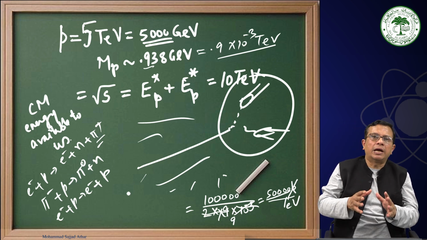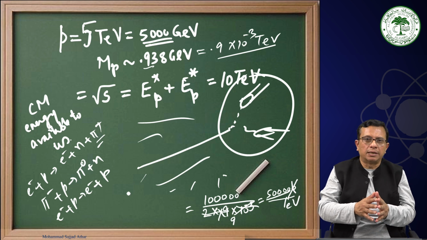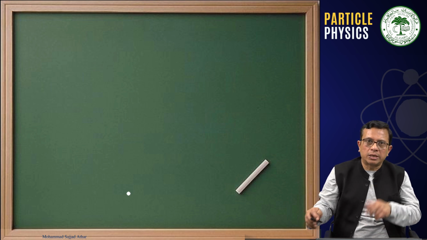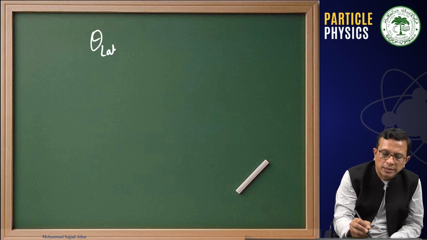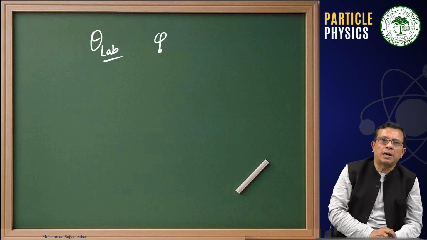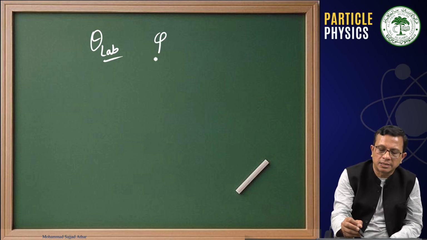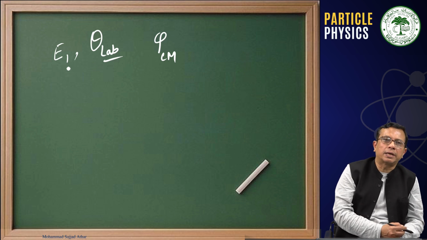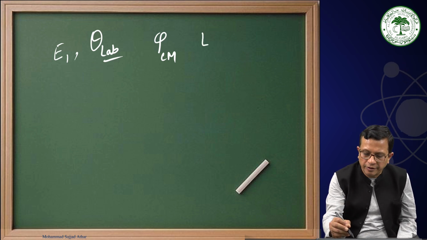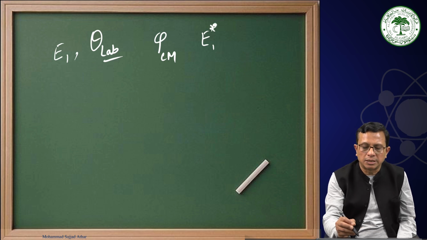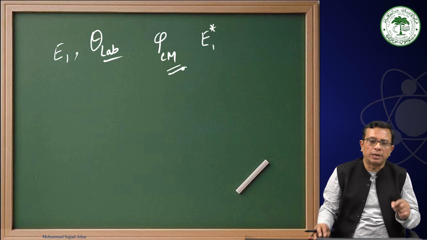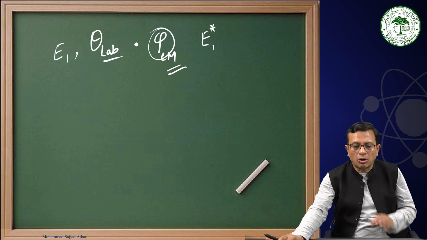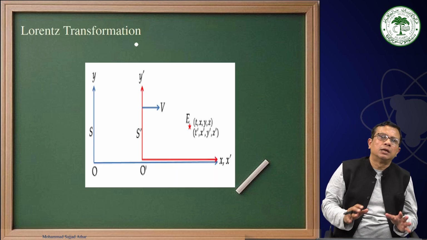Now today what we have done, we have discussed the equivalent energy, and then our next target is to relate theta lab with the center of mass scattering angle. Say this is the center of mass angle, and I know the energy of the incident particle and theta lab. Then we have evaluated what will be the equivalent center of mass energy. Then we will also see what should be the equivalent phi to place that detector at a particular angle phi. But all this becomes very simple if we understand Lorentz transformation.